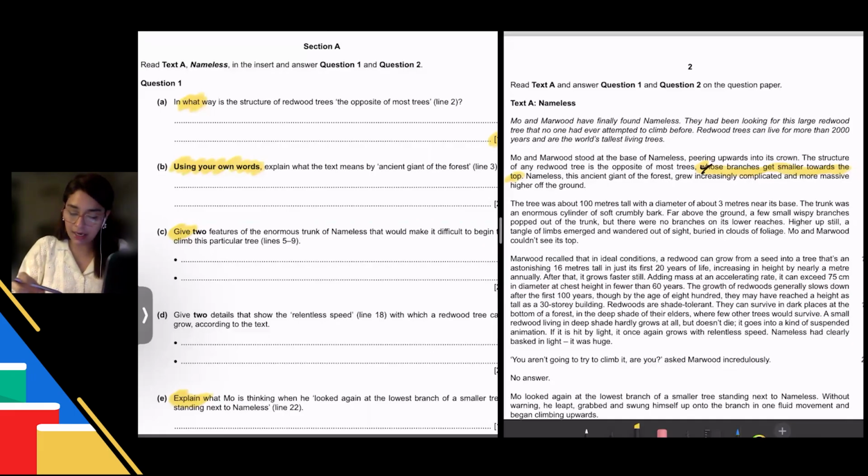All right. Another answer that you can include here would talk about the idea of how it is a complicated structure of branches or it is massive. So you can rephrase the word. You do not need to, but if you do so, that's fine.